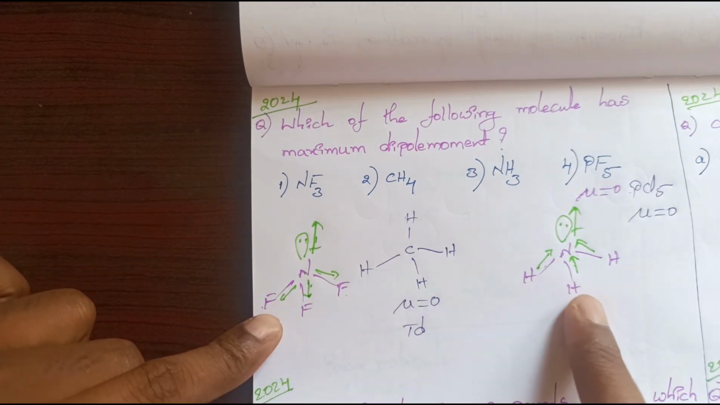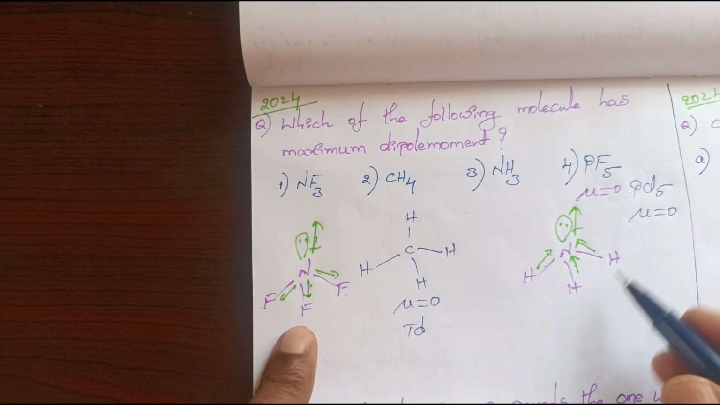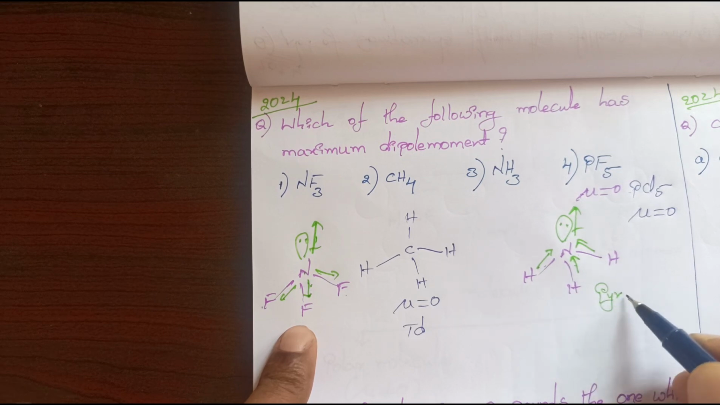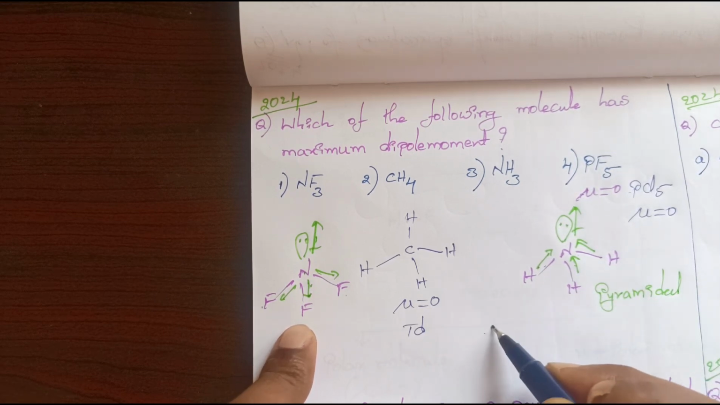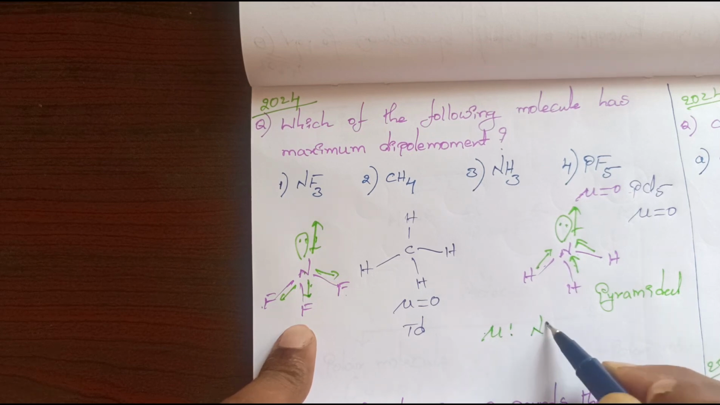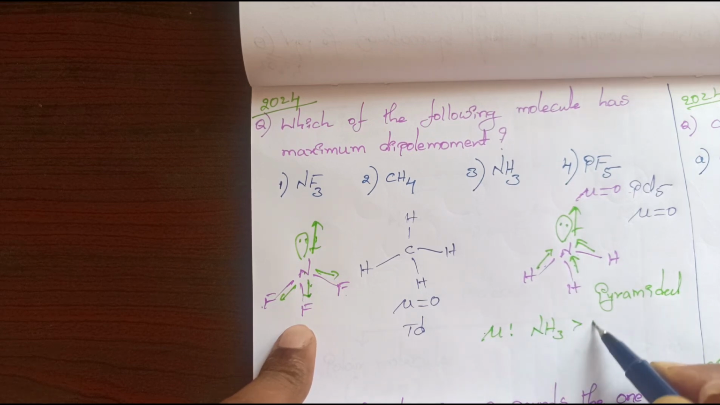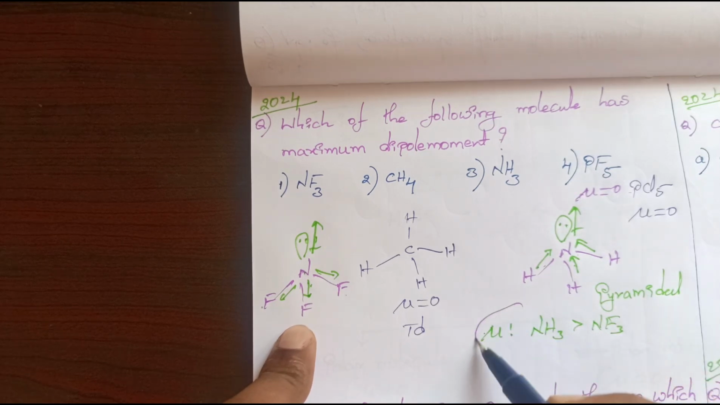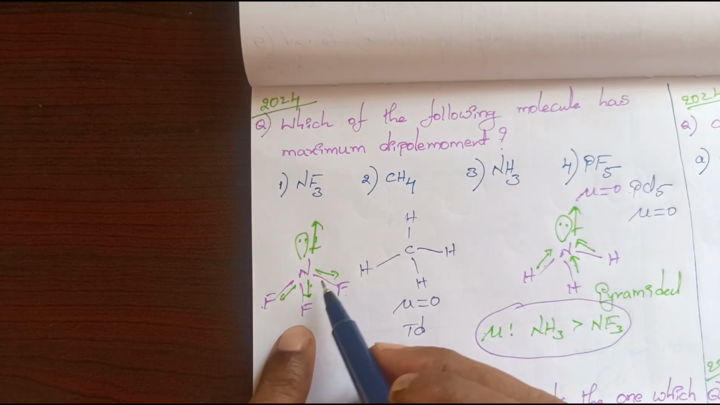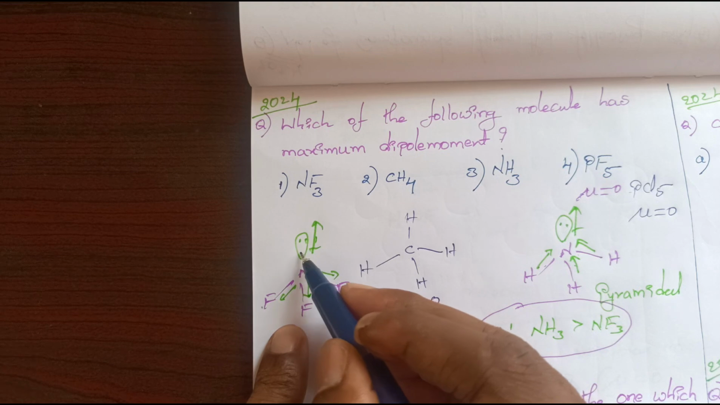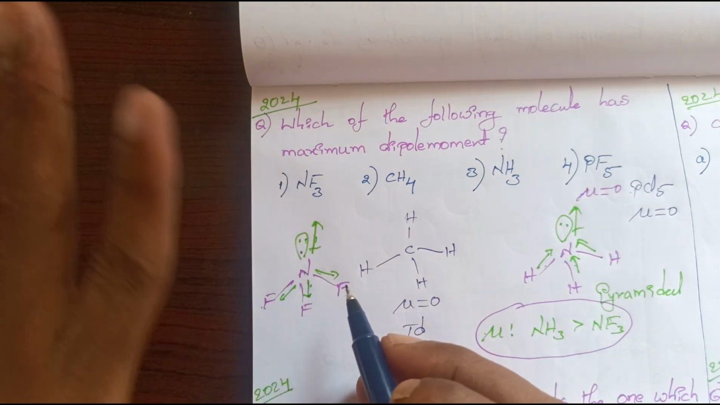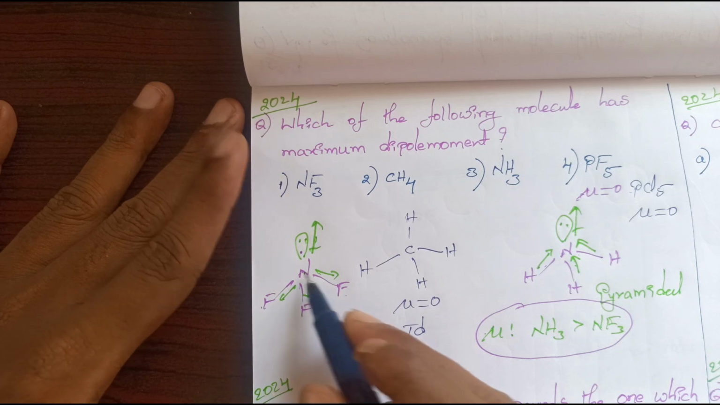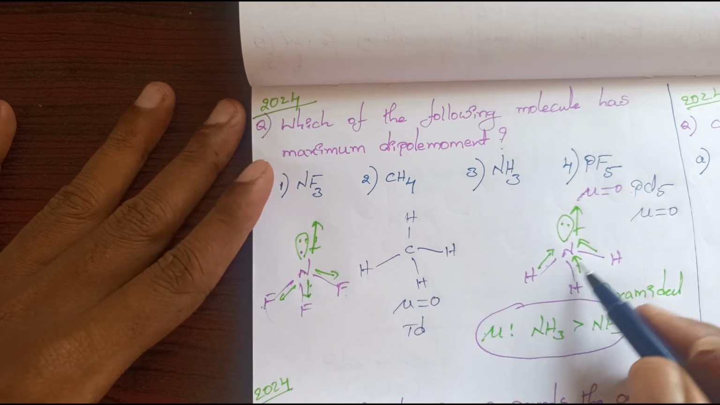So NF3 and NH3 both are pyramidal arrangement. The shape is pyramidal, but the dipole moment of NH3 is more compared to NF3. Reason: in the NF3 molecule there is a cancellation between the lone pair dipole moment and the fluorine dipole moment, both oppositely directed. So the dipole moment of NF3 is less compared to NH3.